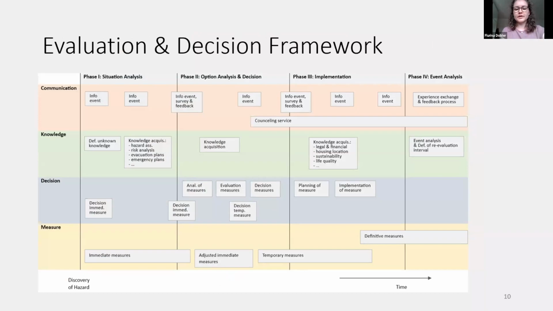The framework presents the complete process from the discovery of a hazard, the situation analysis, the option analysis and measure decision to the final implementation of the risk reduction measures, and it provides suggestions for subsequent development. This simplified illustration is intended to provide an overview of the processes in the framework.